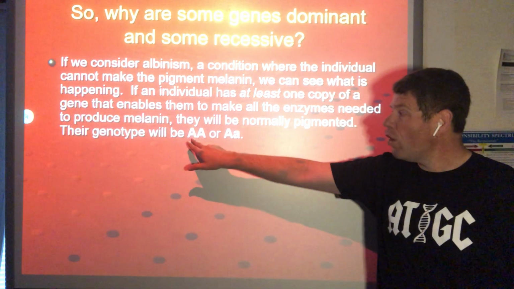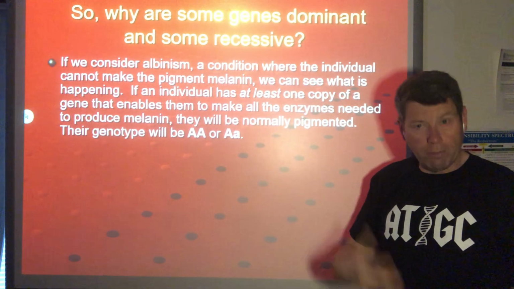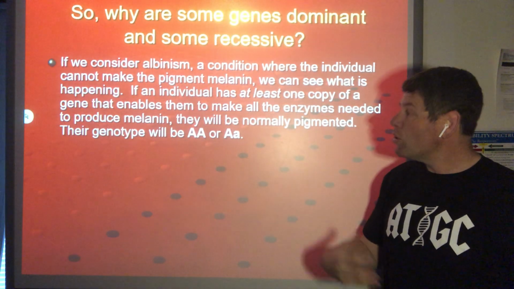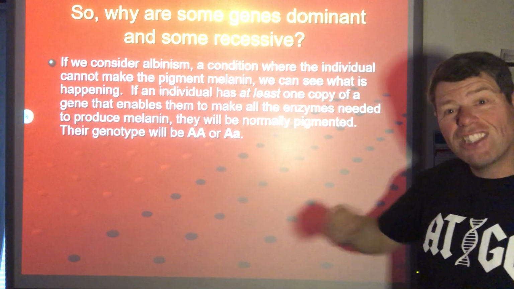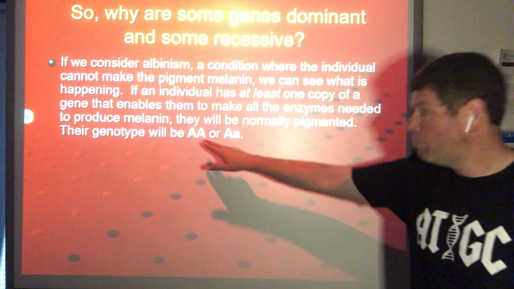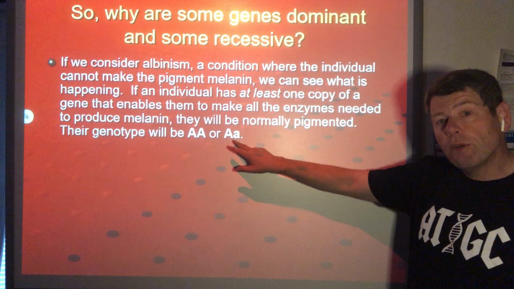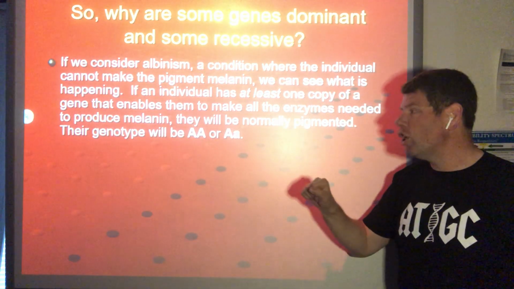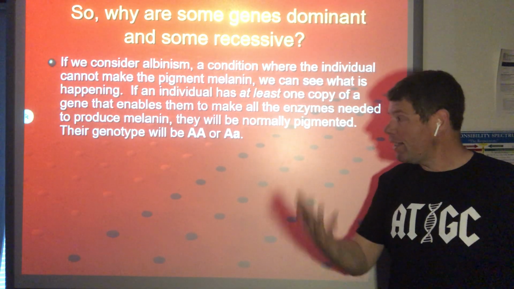So in this case, let's call that capital A. That's the allele that allows you to make melanin and have skin tone, right? So you could be, remember the terminology here, homozygous dominant, both capital A's, or you could be heterozygous, have one of each. Either case, you have what's necessary to make melanin and have skin tone.